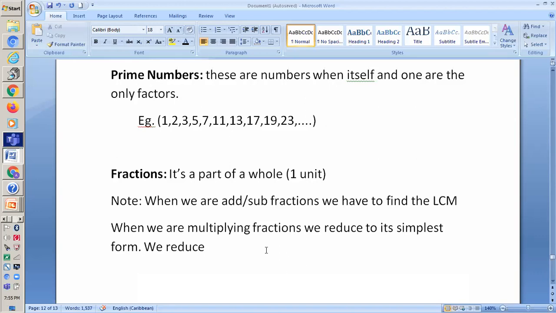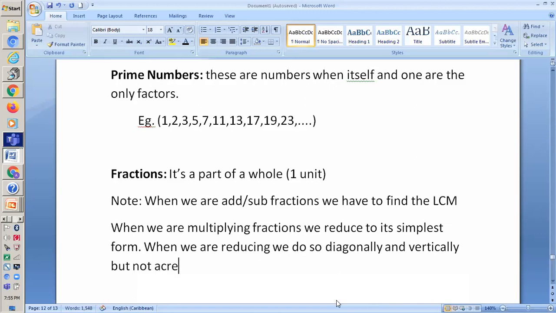All right, so when we're reducing, right? This should be: when we are reducing, we do so diagonally and vertically, as we will explain, but not cross.